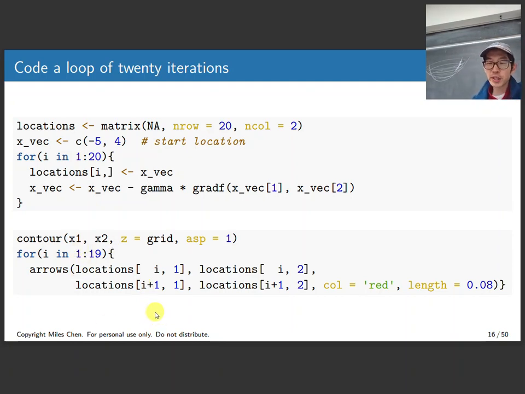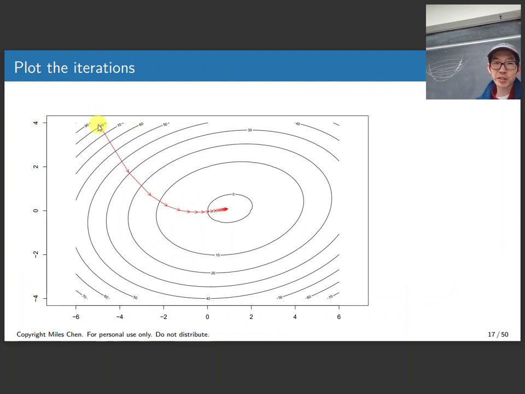So we got this, okay? And this is what it looks like. I start off at -5, 4. I took a step downhill and I ended up here. Then I calculated the gradient, went in the opposite direction. I ended up over here. Calculate the gradient, go in the opposite direction. I end up over here. And continue and continue and continue. And we can see eventually, as I'm going downhill, I end up towards the center, okay?